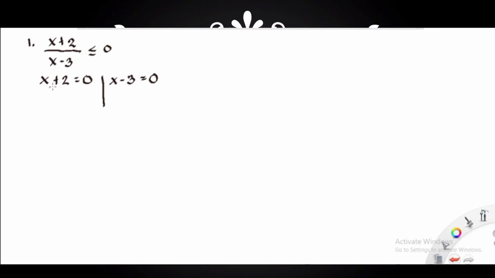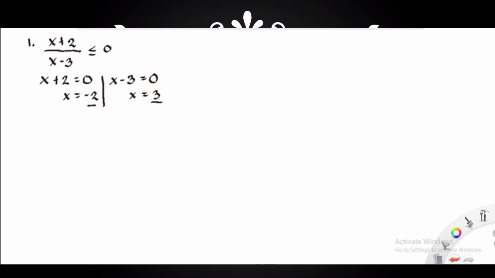Let's have the first one, x plus 2 equals 0. Solve for x. So this will become x equals negative 2. We apply the subtraction property of equality. And then for x minus 3 equals 0, solve for x. So this will become x equals 3. So we have now the values of x. We have negative 2 and positive 3.